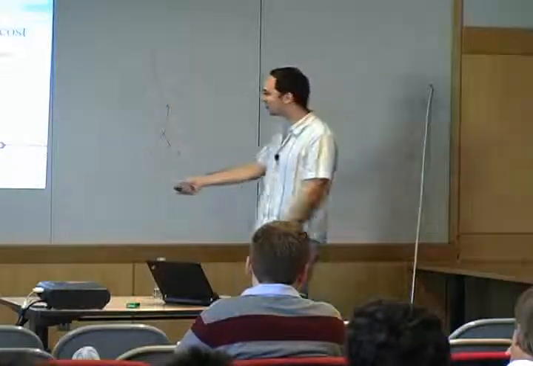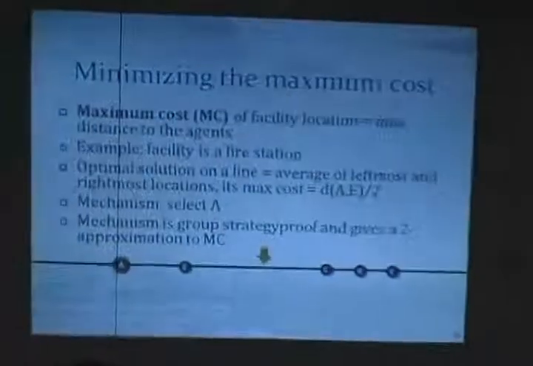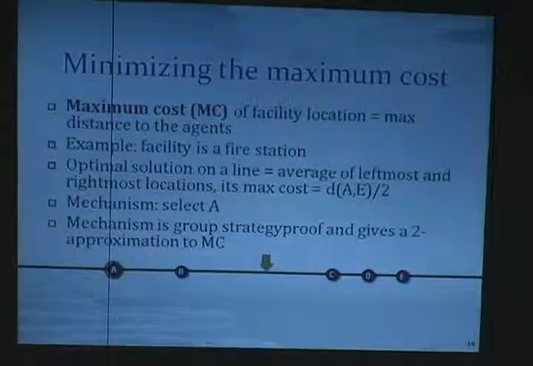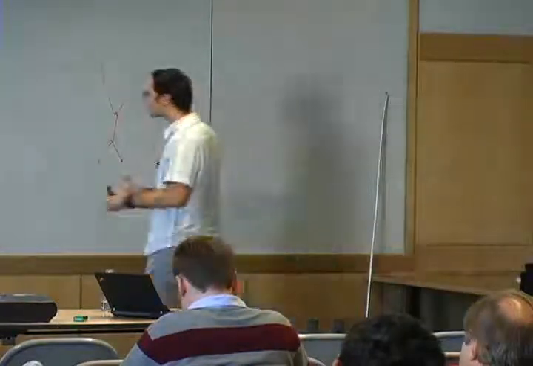If I'm A, the maximum cost is the distance between A and E, the distance to the rightmost agent. The maximum cost of the optimal solution is half the distance between A and E. So the ratio between these two is 2. And in fact, this is an extreme example where A is one of the extreme agents. If A is not the leftmost agent, the ratio would be even better. But in general, it's a trivial observation that this simple mechanism gives a ratio of 2 and is group strategy proof. Now I think much more interestingly, we have the following theorem.